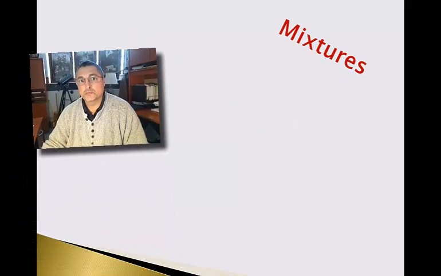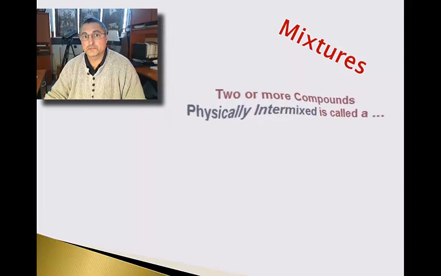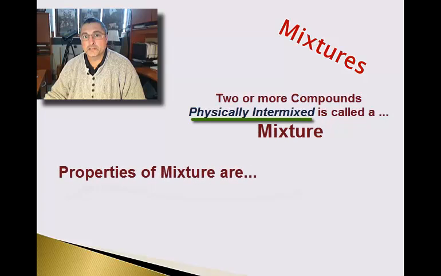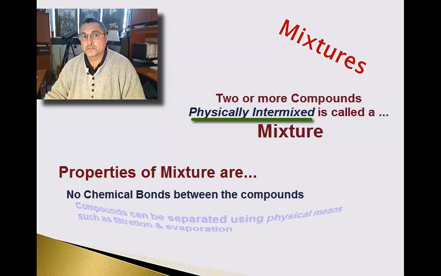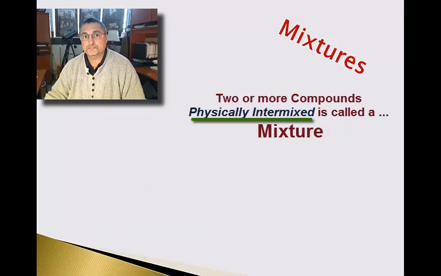Now, we will frequently find that the compounds are going to be physically intermixed. Now, if we have a situation where two or more compounds are physically intermixed, we have something known as a mixture. And notice I used the word physically intermixed. There's no chemical bonding that's going to occur between the compounds in this mixture. They're only going to be physically intermixed, which means at any given time, I can physically separate the compounds from one another. All I have to do is use some kind of physical means, such as evaporation or filtration.